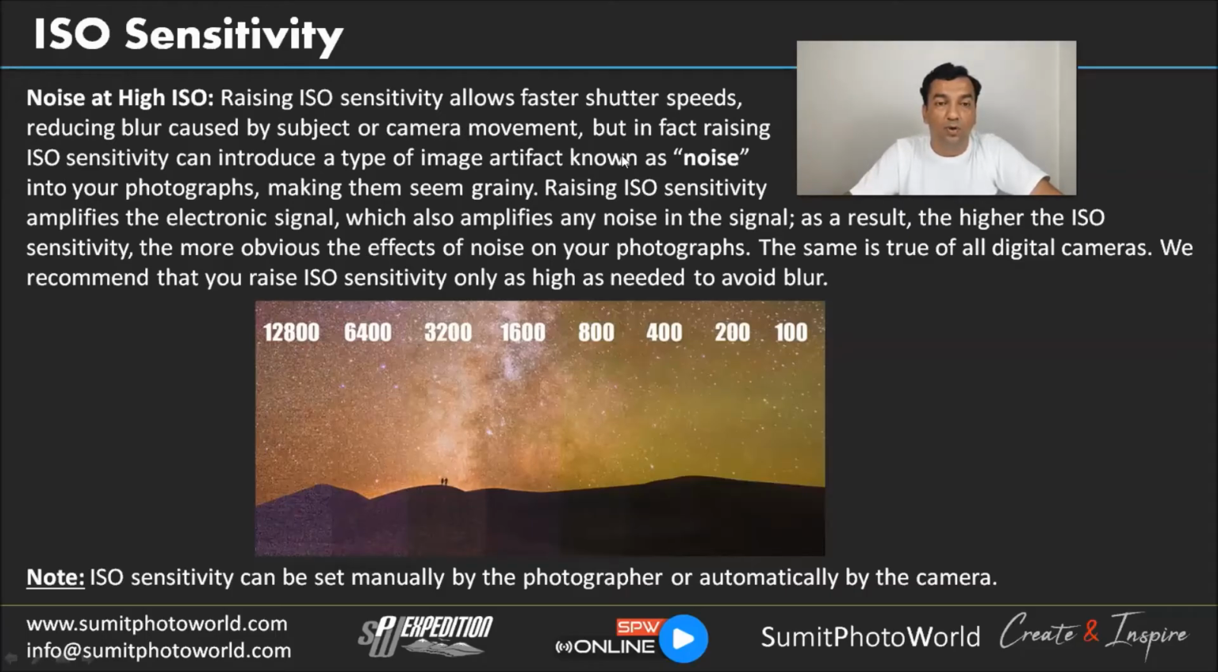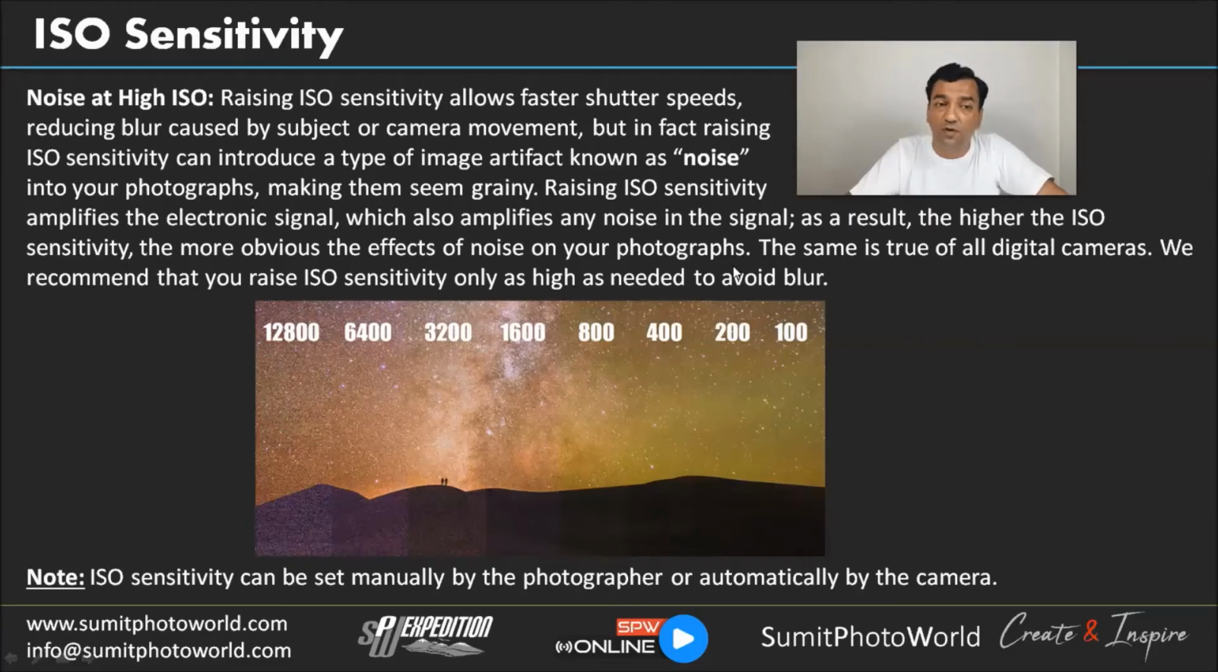So what is that noise? What does it mean? Noise is nothing but some artifacts in the air which start becoming visible at high ISO. In other words, the camera is able to capture those particles when using high ISO because it's highlighting that. It's capturing the light even from those particles. So high ISO starts showing those particles, which we call noise artifacts in your photographs, making them seemingly grainy.